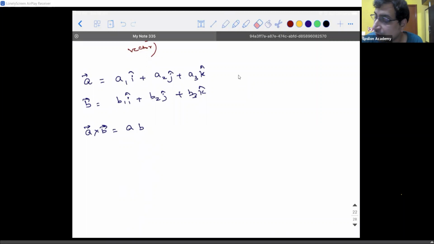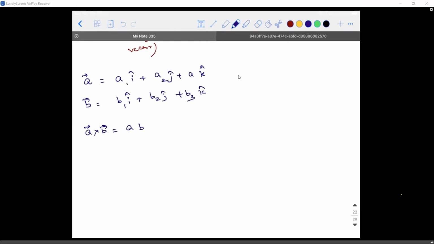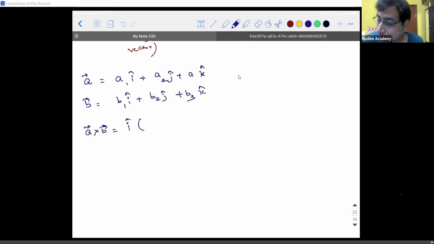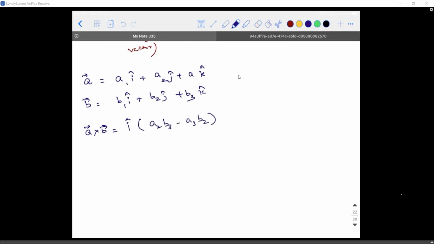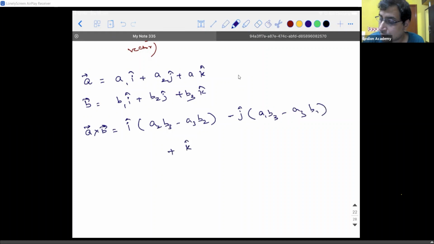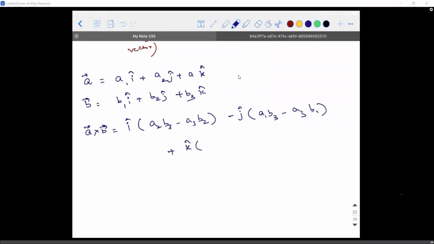You want to say it in terms of X and Y? Okay, I'll change it for you. Just give me a second. Are you comfortable with A1, A2, B1, B2? Can you tell me in terms of these values? i cap bracket A2 B3 minus A3 B2, minus j cap bracket A1 B3 minus A3 B1, very good. Plus k cap bracket A1 B2 minus A2 B1. Okay, that's good.